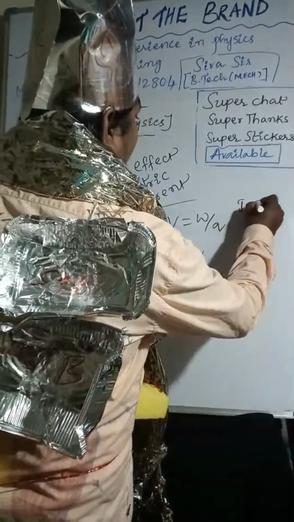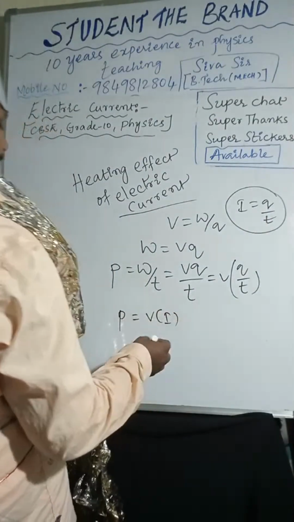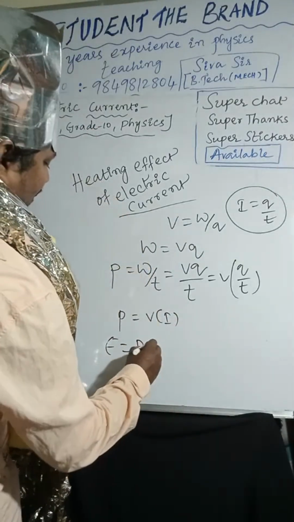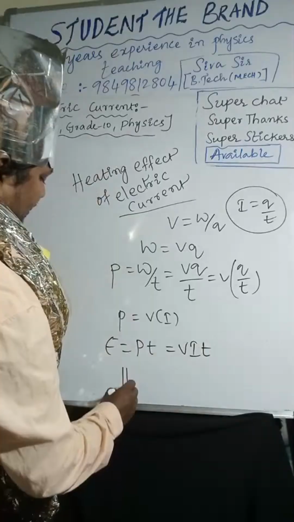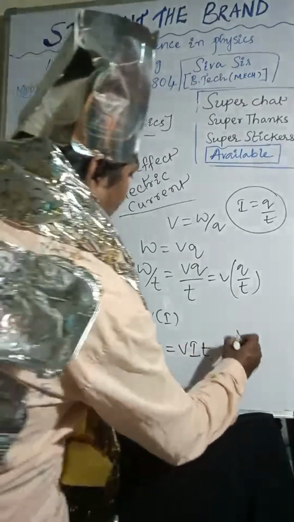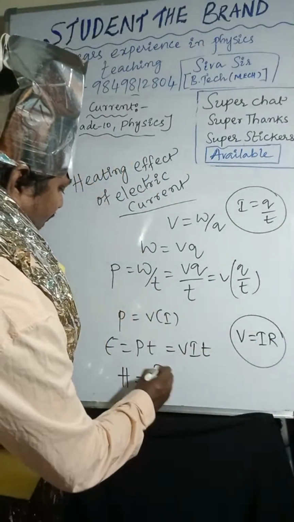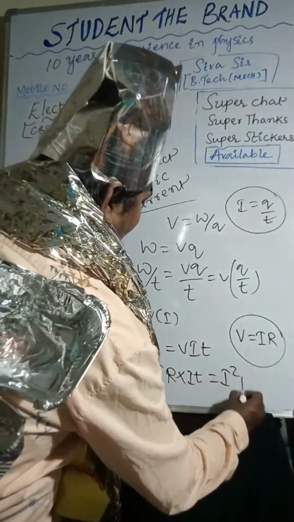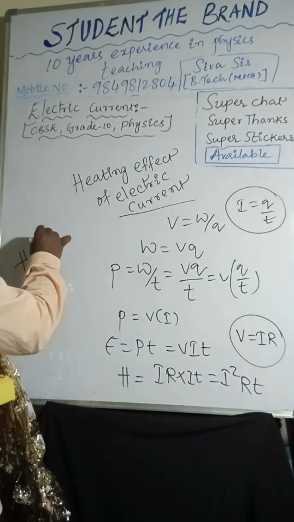So I equal to Q by t. Now I am considering P equal to V into I. We know the energy given to the conductor E equal to P into t, that is equal to VI into t, which is nothing but the heat H given to the conductor. V equal to IR. Substituting IR for V in VIt, we get I square Rt. So heat produced in the conductor is directly proportional to the square of the current.